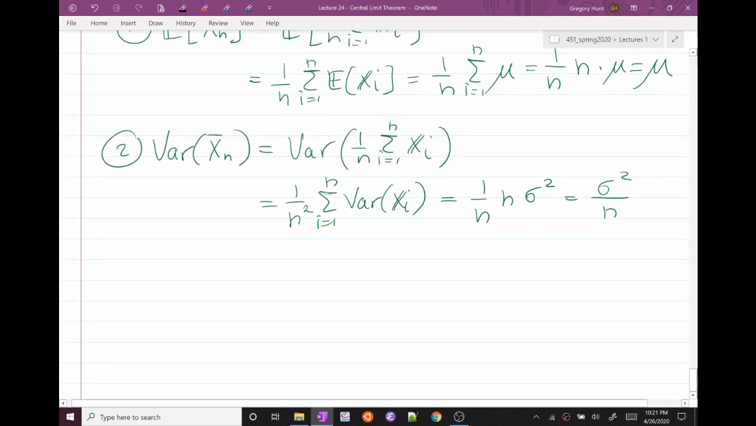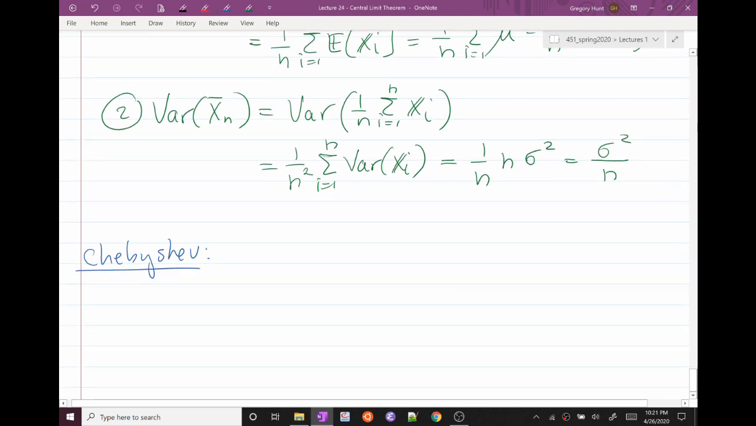Now we're going to apply Chebyshev's, because Chebyshev says that the probability that the absolute value of some random variable x minus its mean over sigma is bigger than or equal to k is less than or equal to 1 over k squared. We had a version that said if it was bigger than or equal to epsilon, that was less than or equal to sigma squared over epsilon squared.